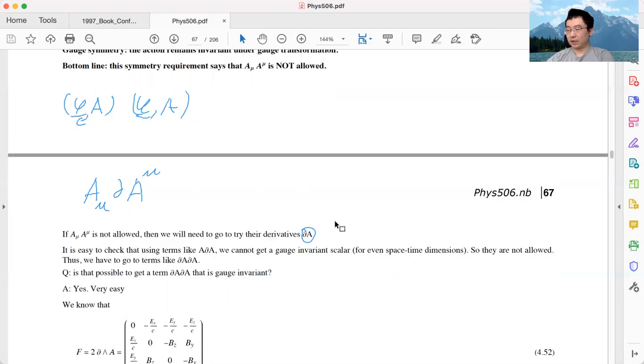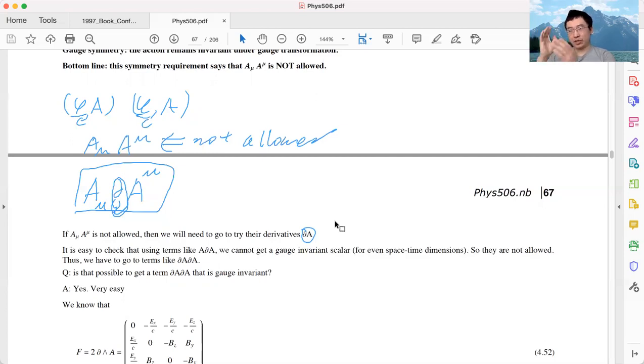Let me write down the phi over c here. So if A mu and A nu, this term is not allowed, then what we need is to go to the next order and add one derivative. And unfortunately, if we add one derivative, in this structure, there's no way to get a 4D scalar. One can prove that mathematically. I will not bother you with the details. I will just tell you the answer. If we add one derivative, so two 4D vector potentials and one derivative, no matter how you organize this structure, you can't get a scalar. So this is not allowed either.